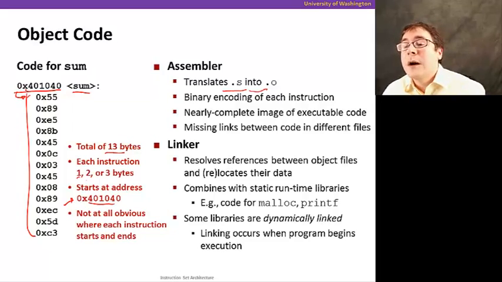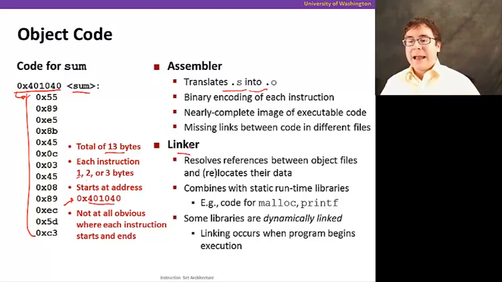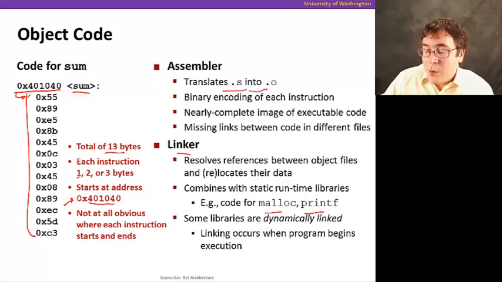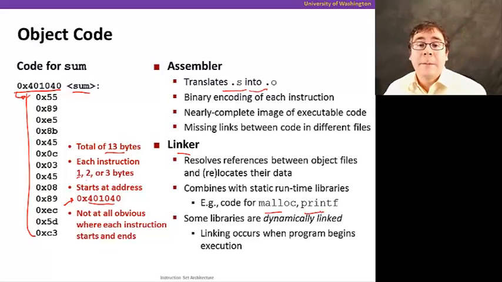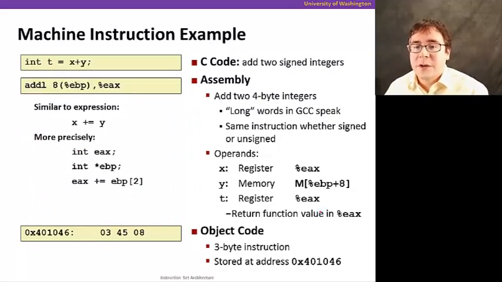Now, I mentioned this briefly before: what the linker does is resolve some symbolic names that are embedded into the object code, and also link what's missing. If your code happens to use some system library functions like malloc to allocate memory or print stuff on the screen, this has to be linked. Your code has to point to the right place in these libraries. All right, so let me show you an example of a machine instruction here again.